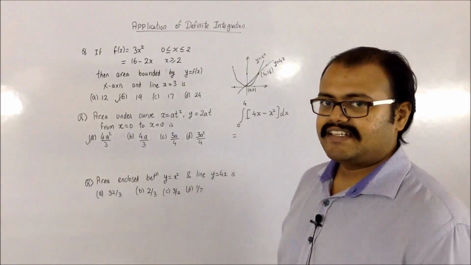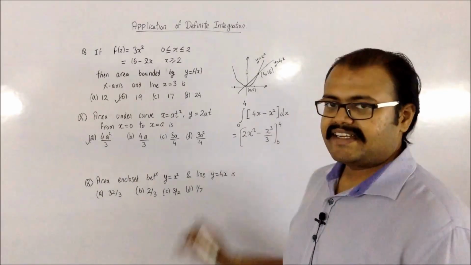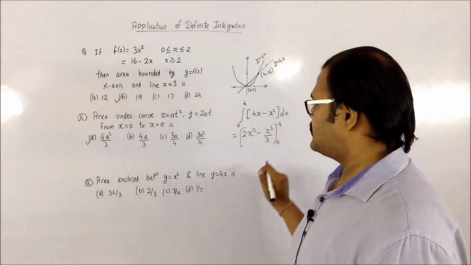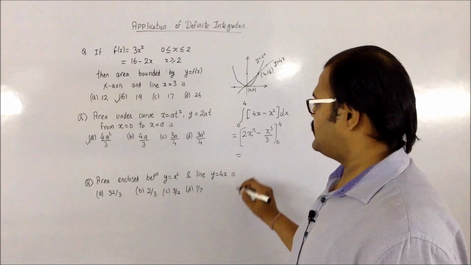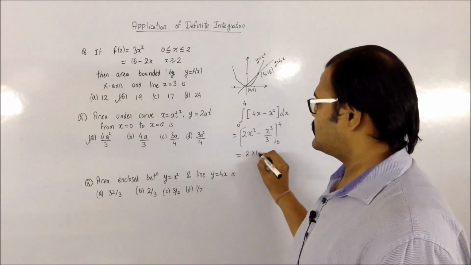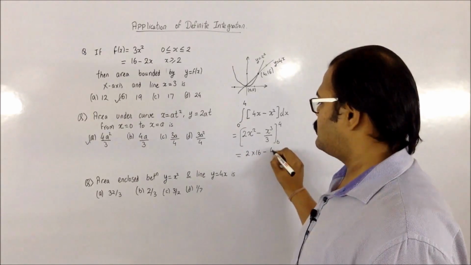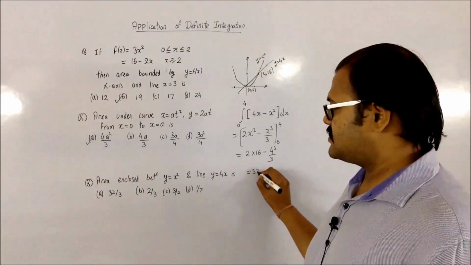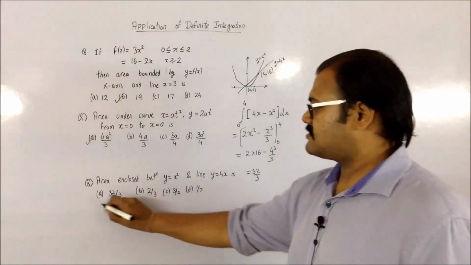So finding this integration, I'll be getting the equation as 2x square minus x cube by 3, substituting the limits. So I'll be getting this as 2 into 16 minus 4 cube by 3. So the answer for this is going to be 32 by 3. So that is your option A.